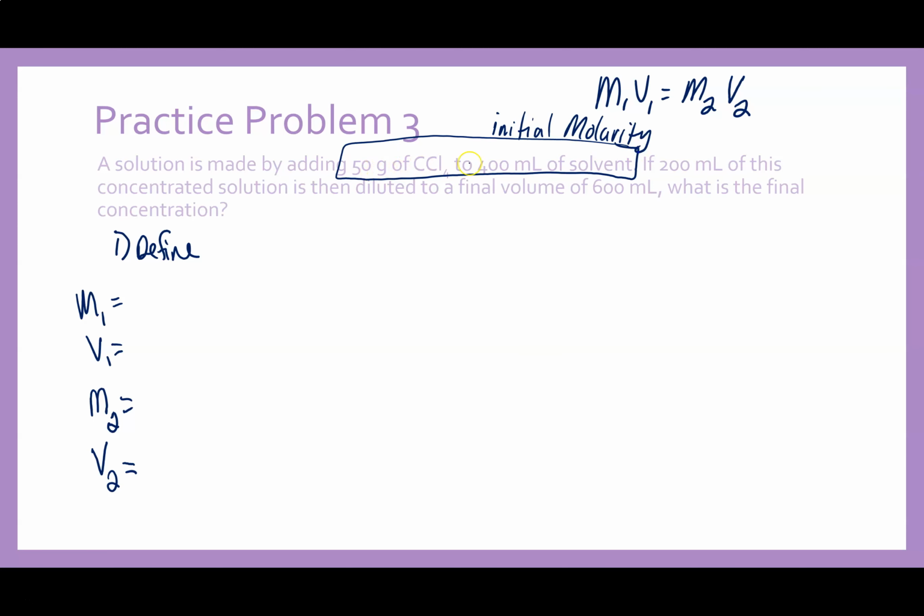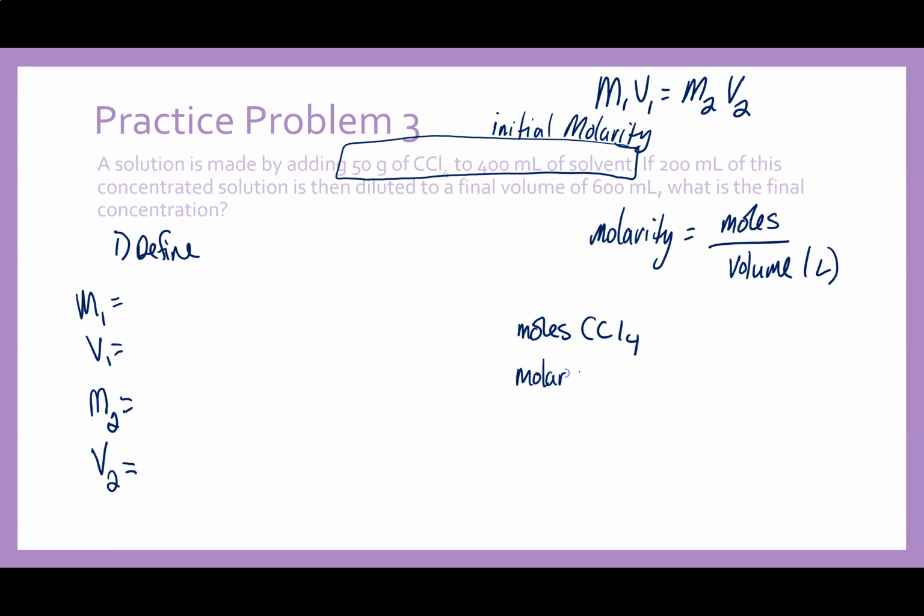I'm given a mass and I'm given a volume. In order to get molarity, I know that I'm going to need moles and I'm going to need volume. And this is all from this section. And when I say I need moles, we know the unit on that one. We know the volume is going to have to be in liters. Okay. All right. So in order to get moles of CCl4, I need to know the molar mass of CCl4.